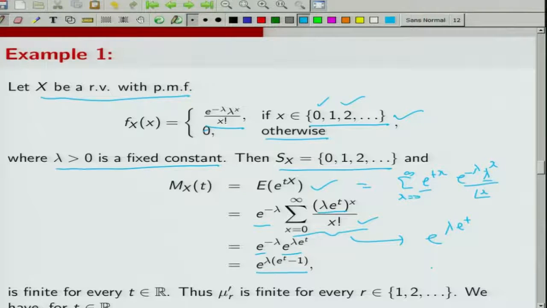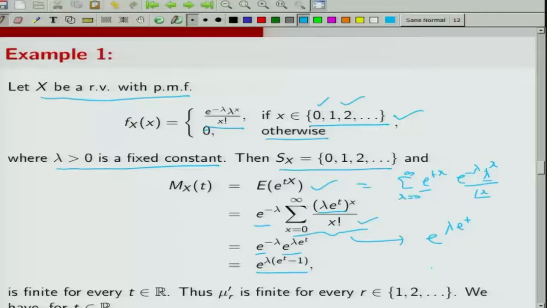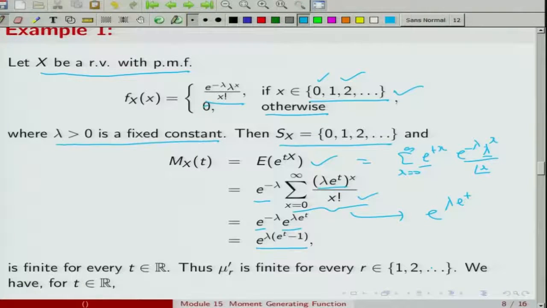Now this is finite for any t belonging to R. So the moment generating function exists for any t in R. In particular, it exists in a neighborhood of 0. Thus mu r prime is finite for every r belonging to 1, 2, and so on. So I can get my moments now using the moment generating function. Let us try to see the mean and variance.